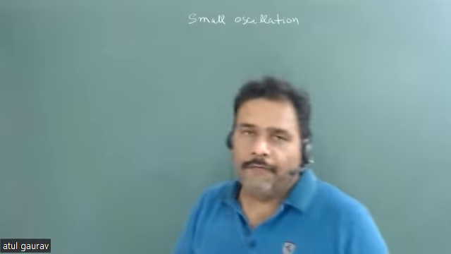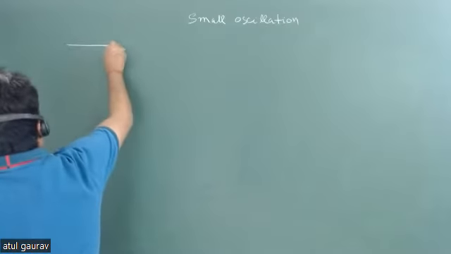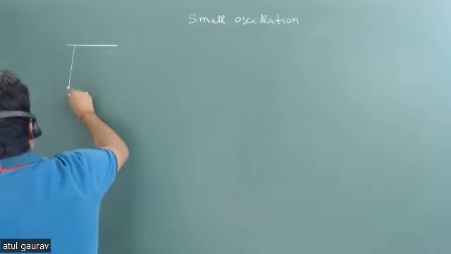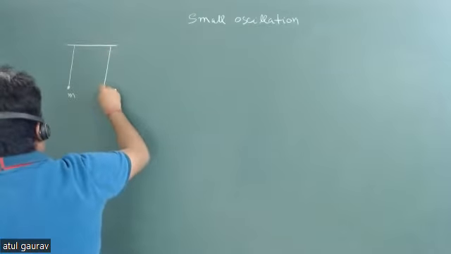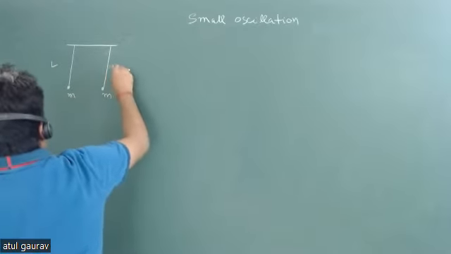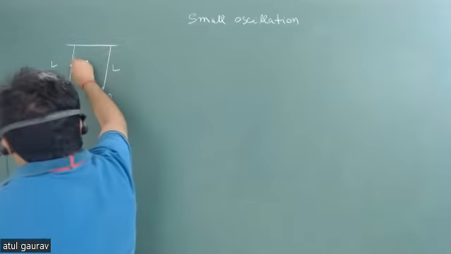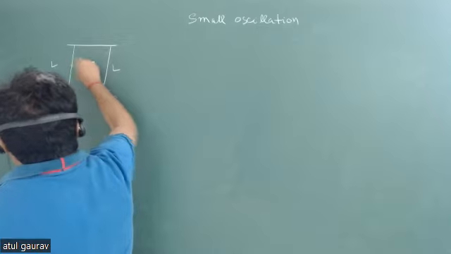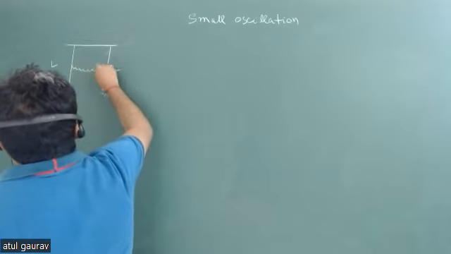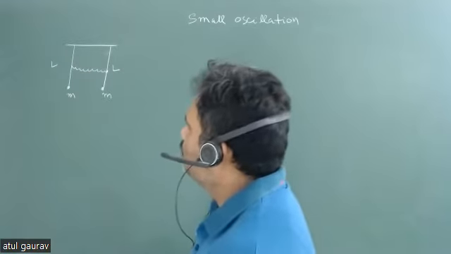So let's go for this particular problem. What is this? There are two pendulums, and this is a simple pendulum of mass m, and another pendulum of mass m, and both have length L. And at the center of this particular rod, there is a spring attached. So this is your spring.